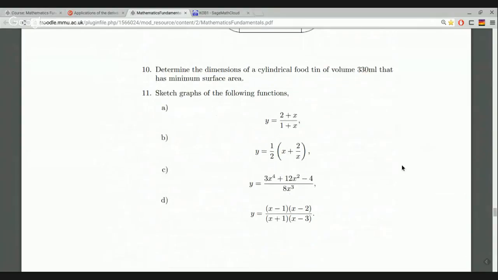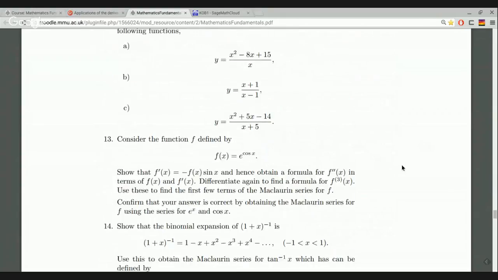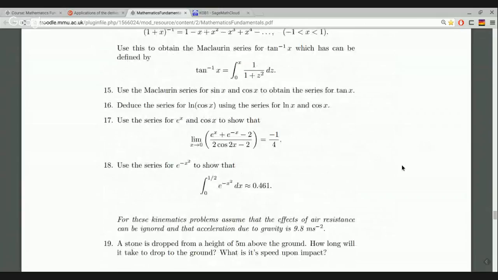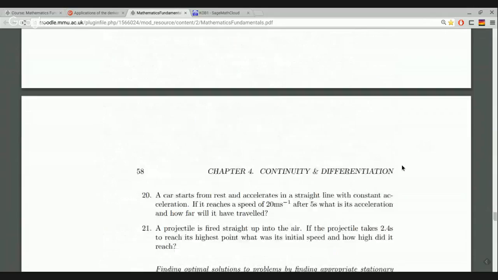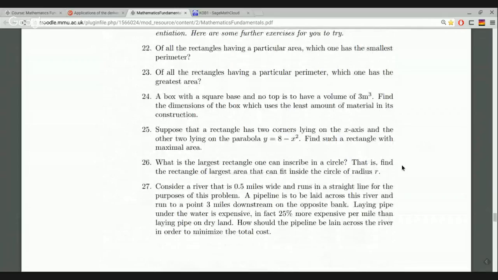Then there's some more graph sketching problems there for you to look at. More graph sketching. Then there's Taylor series problems, manipulating Taylor series. Then we've got kinematics problems. And then lastly, stuck at the end from 22 on, another bunch of optimization problems. Okay, so there's plenty of exercises there for you to be working on and exercising yourself with these applications.